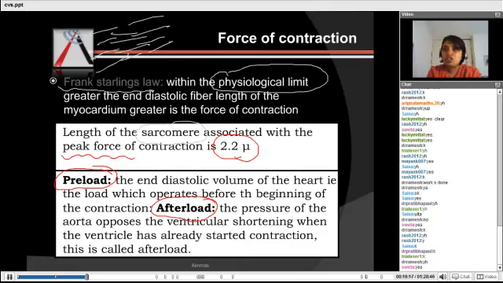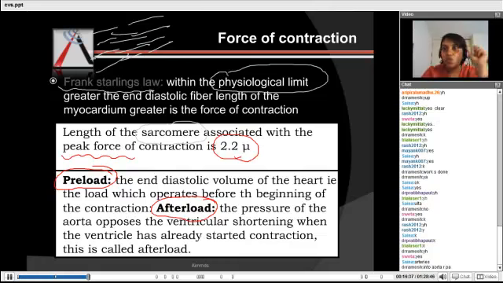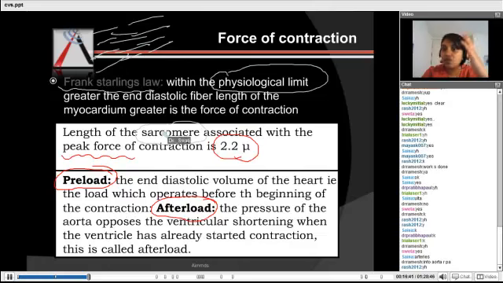When it starts contracting, where does it pump the blood out? It pumps the blood out into either the pulmonary arteries or the aorta. So it will open the valve and pump the blood out into the aorta or the pulmonary artery, isn't it? When it has started contracting, the next resistance it will meet is the blood which is already there in the aorta.